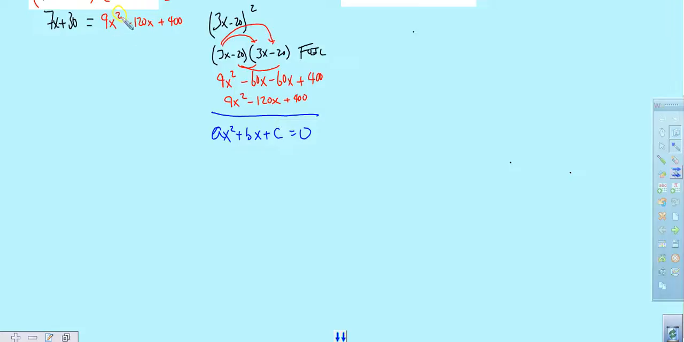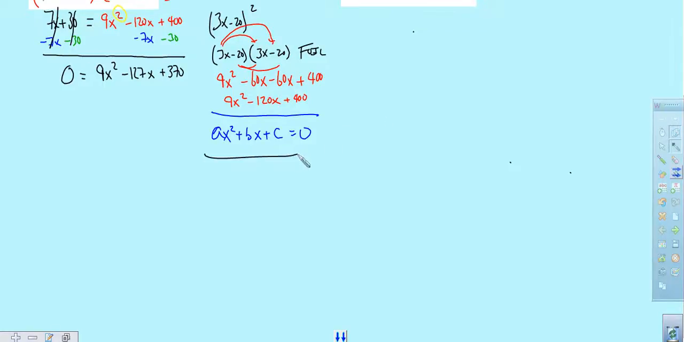So in this case, we're going to move everything to the left-hand side. We're going to subtract 7x, we're going to subtract 30, and then we'll simplify and do some housekeeping. The 7x's cancel, the 30's cancel, that gives us 0. We have 9x squared minus 127x plus 370.